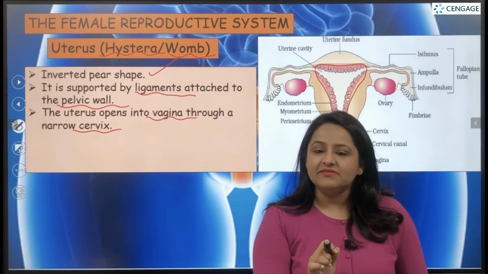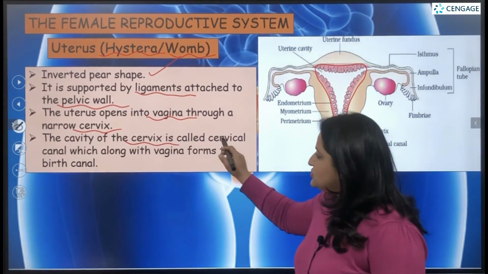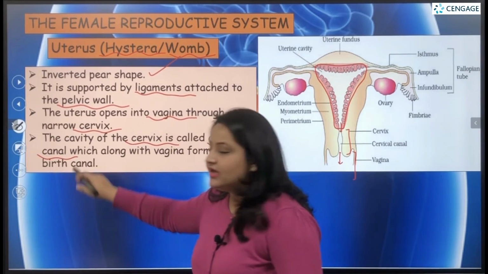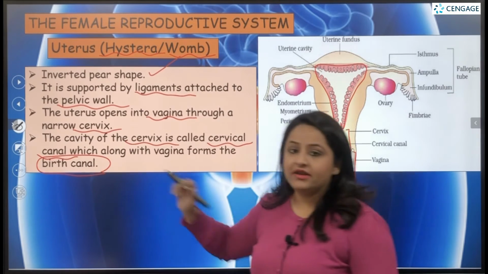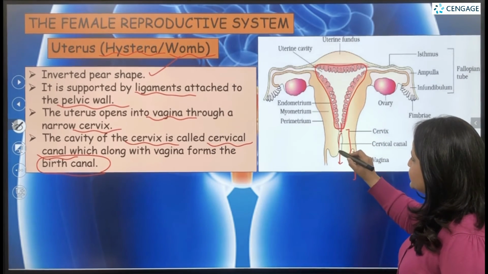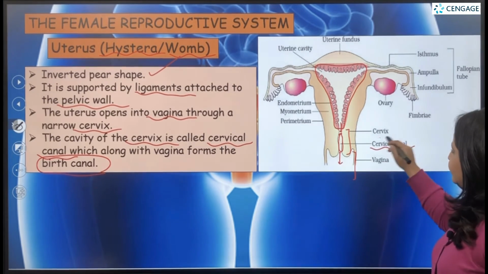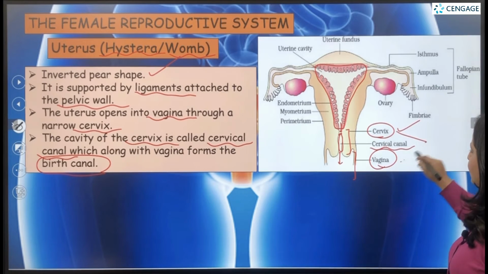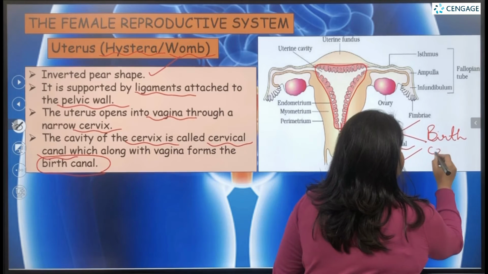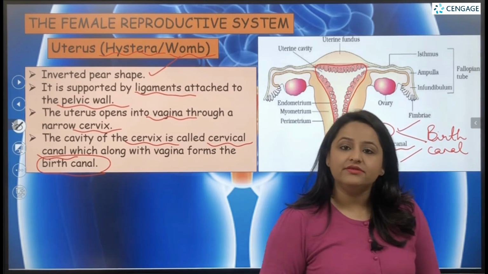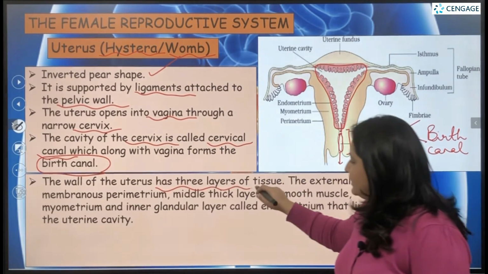As you remember, insemination takes place inside the vagina. The cavity of the cervix is called the cervical canal, which along with the vagina forms the area of birth canal. So this area, this cavity is known as the cervical canal. This is the cavity of the cervix. And cervix along with the vagina, both of them together form the birth canal through which the parturition or the childbirth takes place. The uterus wall has 3 layers of tissue.